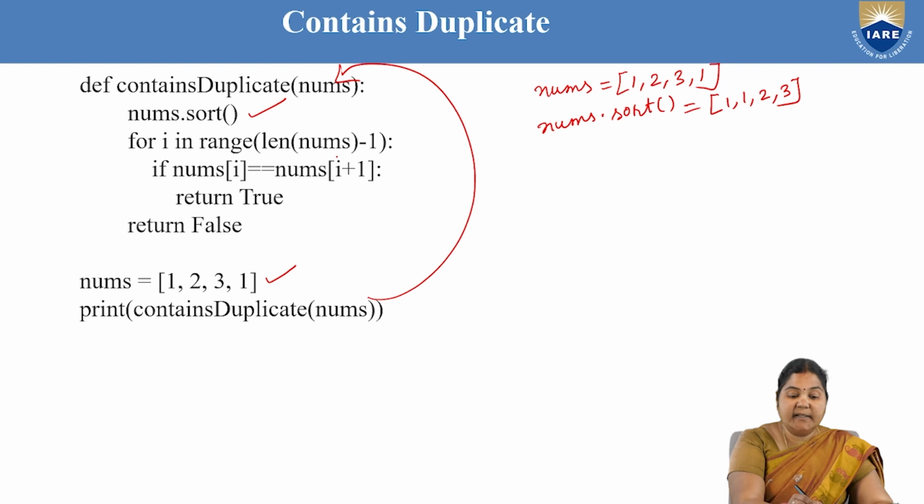Now, for i in the range of length of nums minus 1, because the index starts from 0. So length of nums minus 1. Length of nums is how much? 4. 4 minus 1 is 3. So i will take up the values.